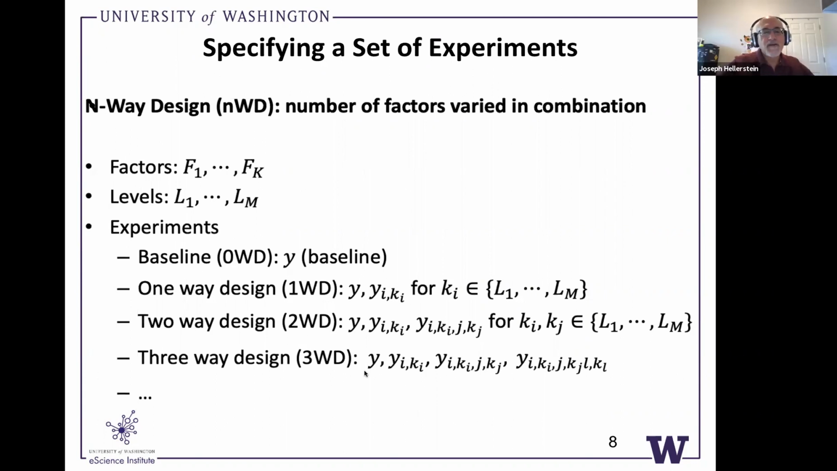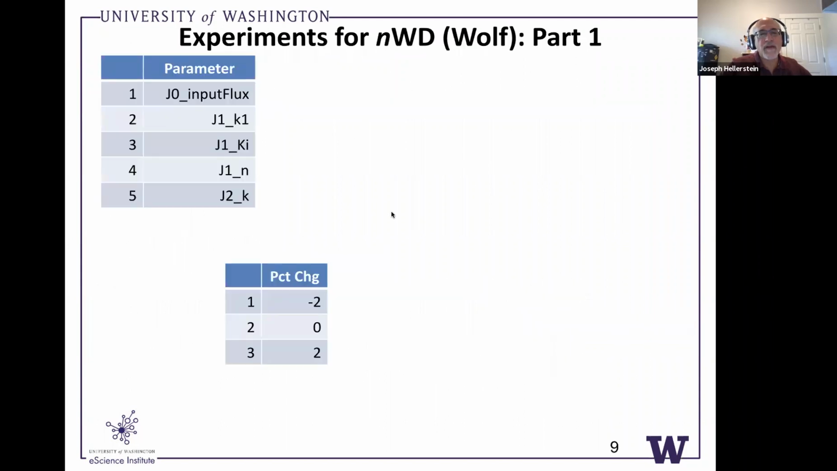So this is one of the implications when you do a set of experiments. Your design decision right here is how many factors am I going to vary in combination. So you can do 1 at a time, 2 at a time, 3 at a time. Those are the common types of choices you might make.